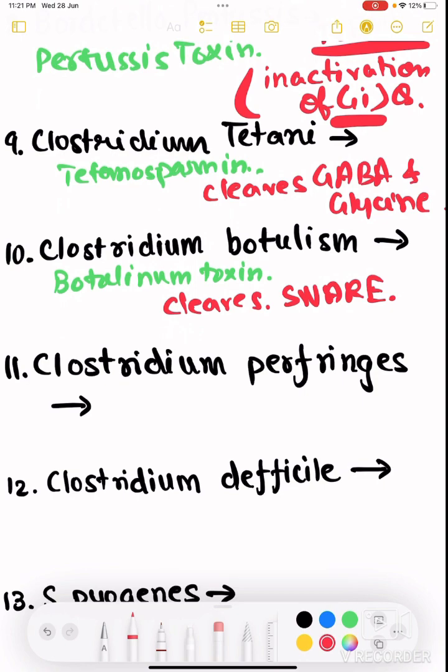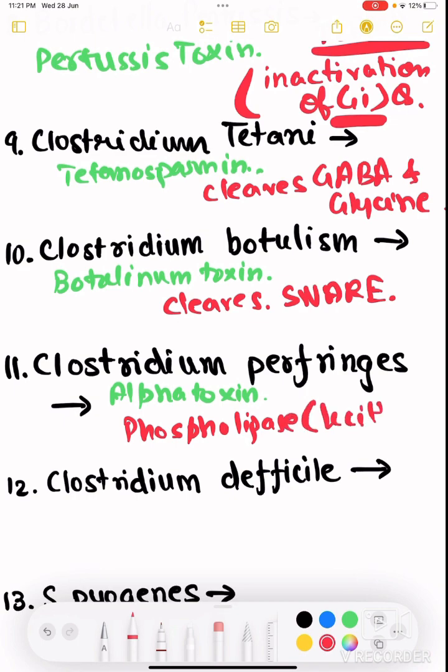Very easy. Now coming to Clostridium perfringens. In Clostridium perfringens, the name of the toxin is alpha toxin. Right, and what is the mechanism of action? It is actually an enzyme, phospholipase or lecithinase.